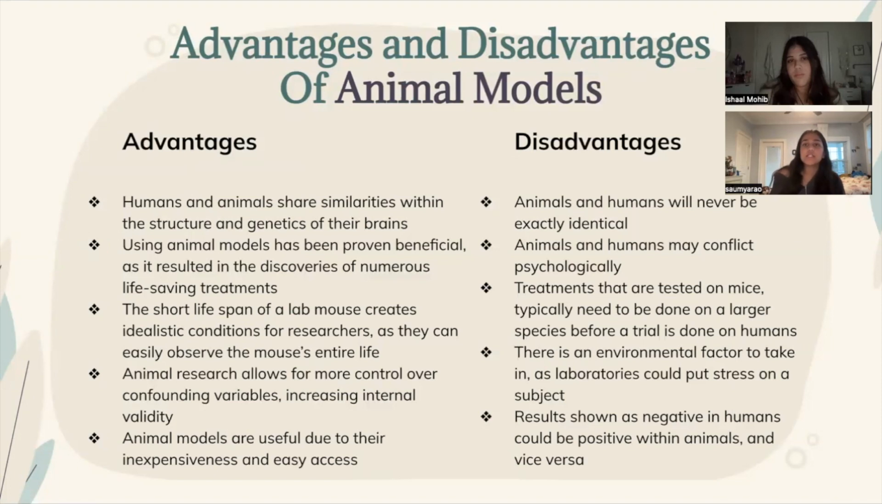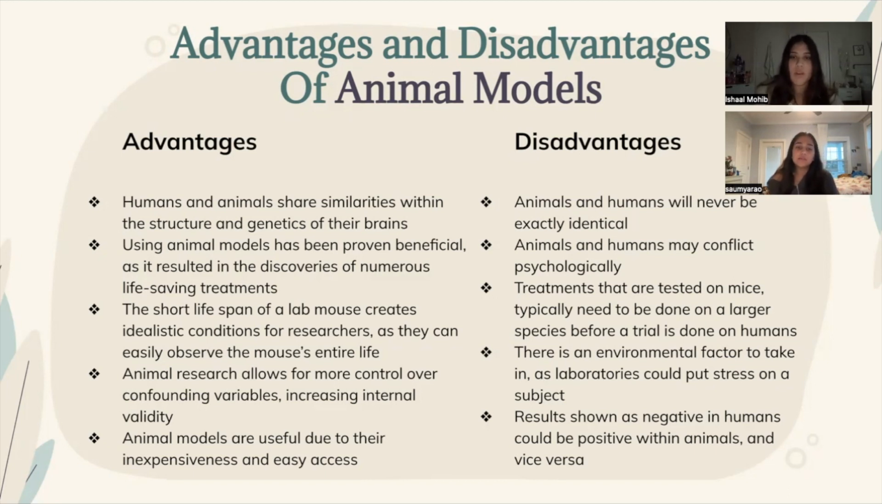So the advantages and disadvantages of animal models. The advantages are that humans and animals share similarities within the structure and genetics of their brain, and the use of animal models has been proven beneficial as it resulted in the discoveries of numerous life-saving treatments. Additionally, the lifespan of a lab mouse creates idealistic conditions for researchers as they can easily observe the mouse's entire life. This is due to a mouse only living 2 to 3 years, whereas a human test subject would live and potentially outlive a researcher.